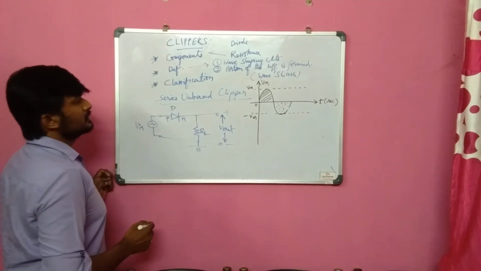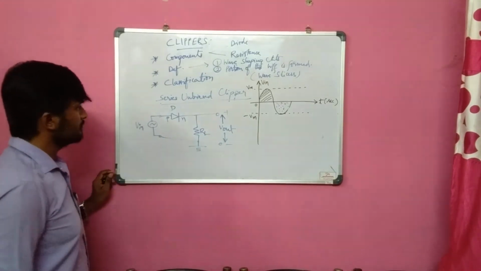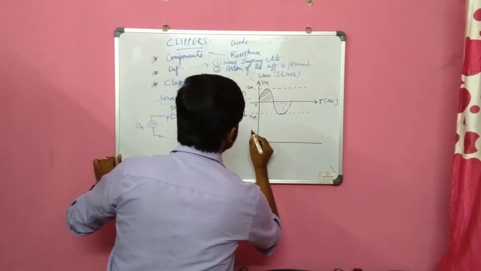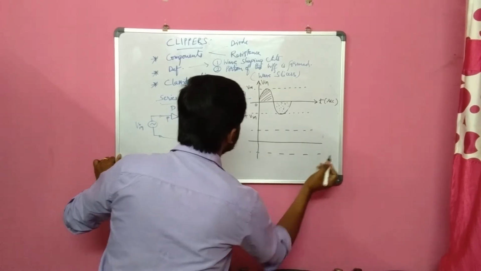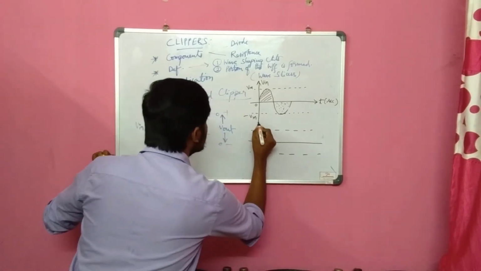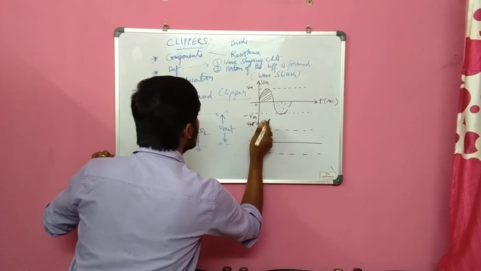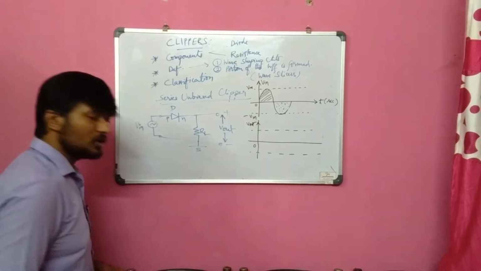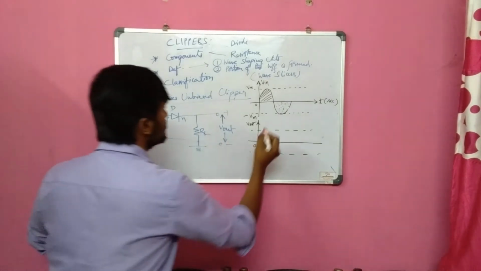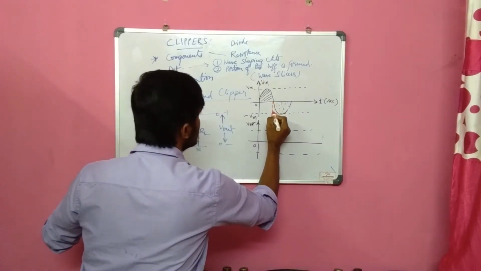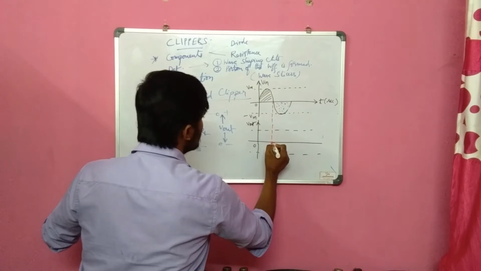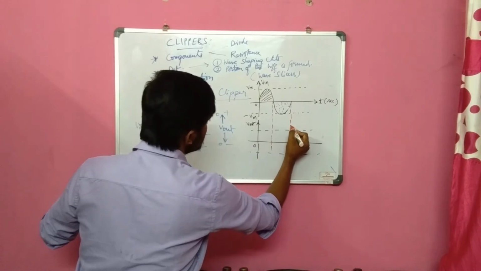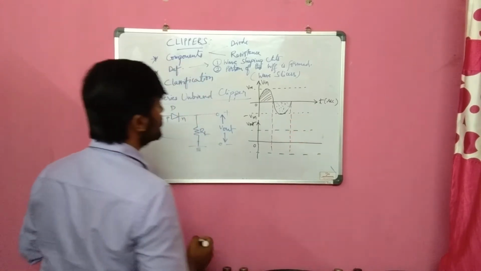Fine. Let's draw the corresponding output voltage. This is the zero line, and this is V out. I am drawing the corresponding output waveform. To draw the output waveform, first we have to take the projections from the input signal. I am drawing the projections in red. What is the purpose of drawing the projections? We have to assume the same scale, and to maintain the same scale I draw the projections.